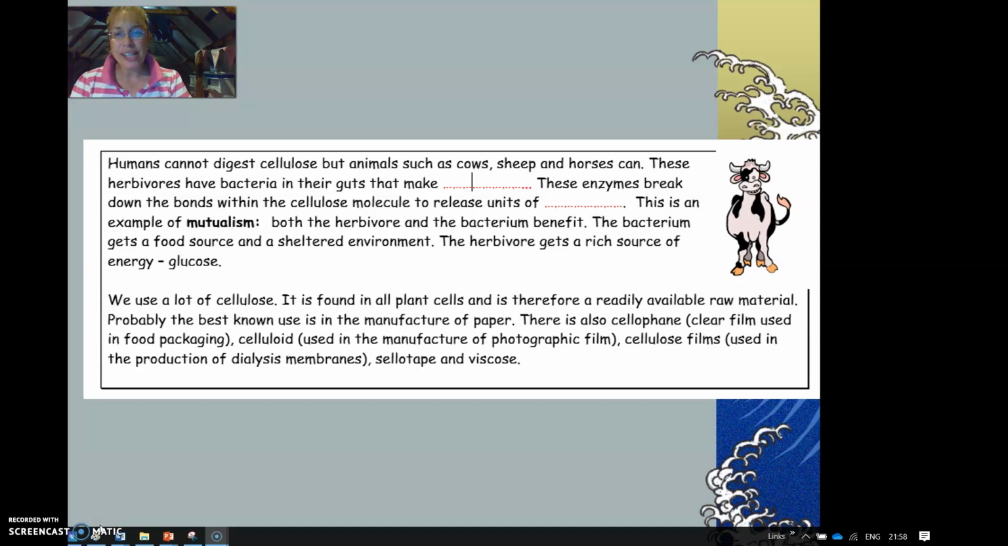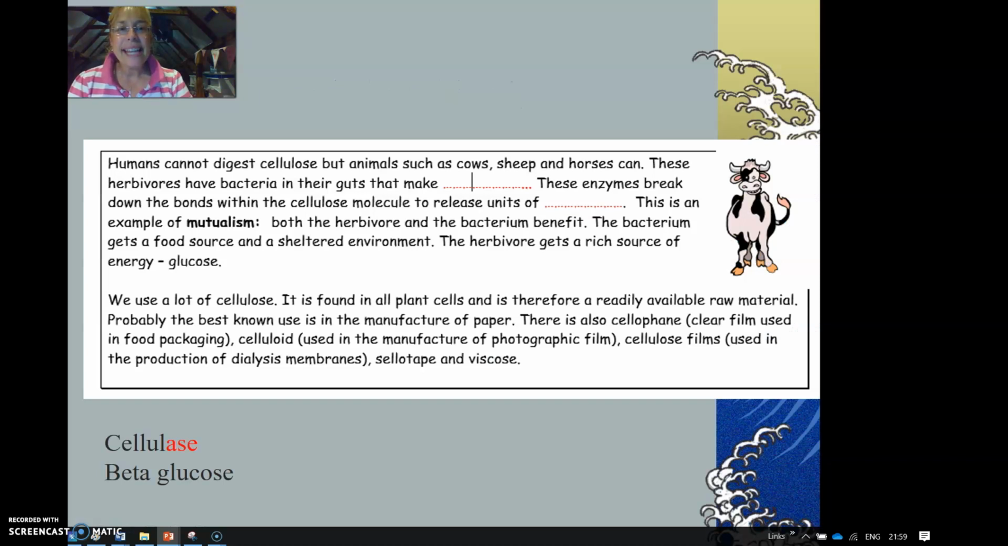Humans cannot digest cellulose, but animals such as cows, sheep, and horses, and of course giraffes can. These herbivores have bacteria in their gut that make, can you guess what the name of the enzyme will be, given that it breaks down cellulose? Yep, it is going to be cellulase.